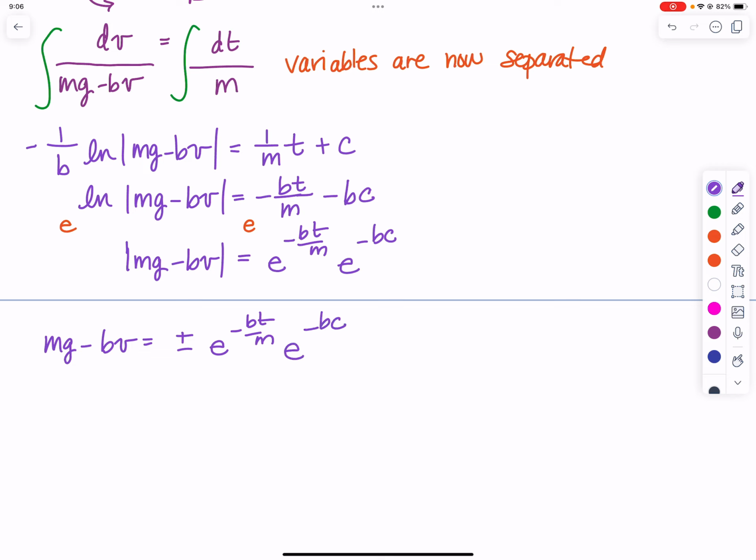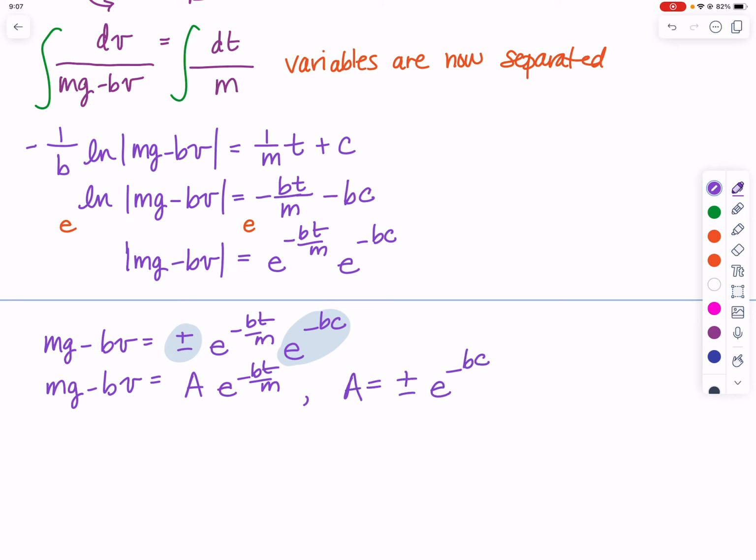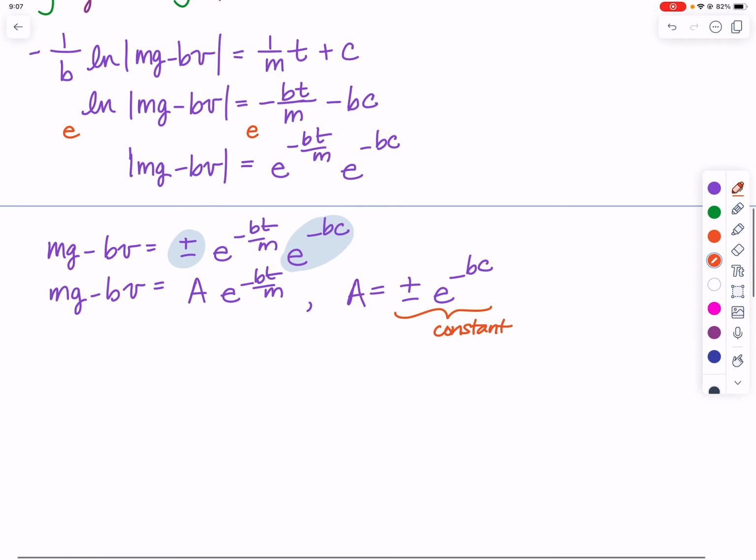And now taking a look at the plus and minus and the e to the opposite of bc, combining those, we now have a constant. We'll introduce capital A. So we have A e to the opposite of bt over m, and you can see that A is plus or minus e to the opposite of bc. This is just a constant. Okay, keep in mind our goal is to solve for this v.